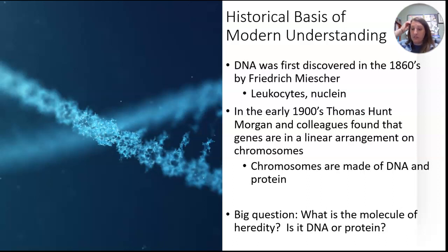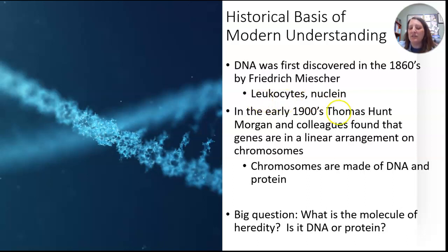So DNA was first discovered in the 1860s by a scientist named Friedrich Miescher, and his story's pretty interesting. He would take bandages from individuals who had pus-filled wounds. So he collected pus-filled bandages, and he would scrape the pus off. And so in that pus were leukocytes. And so that word is right here. Leukocytes are white blood cells, right? So an immune response was happening. Those people probably had an infection.